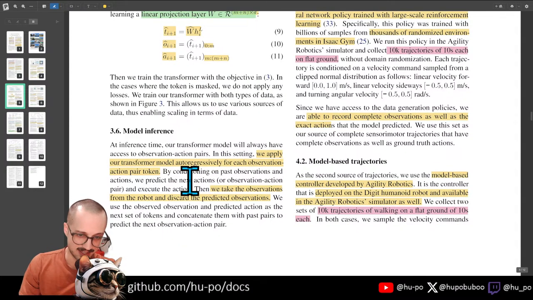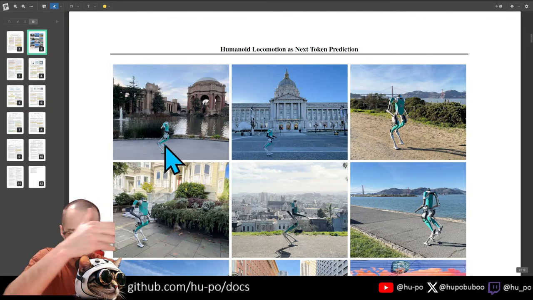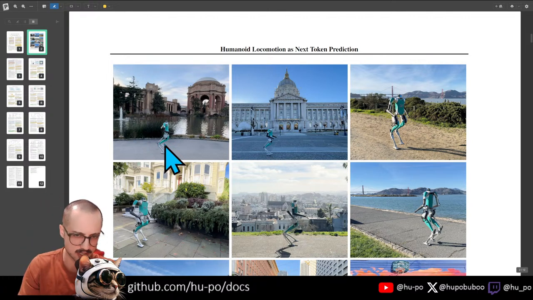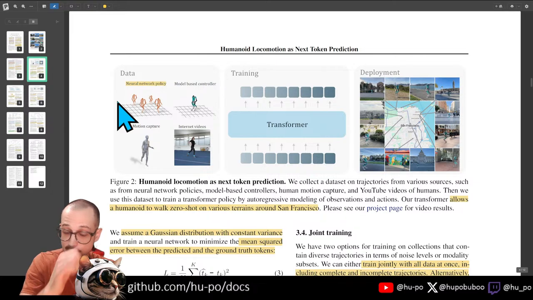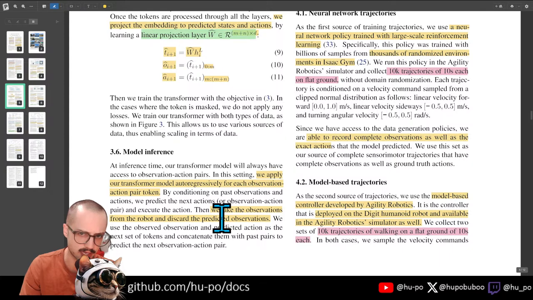Okay. We then take the observations from the robot and discard the predicted observations. So obviously when you're running this, the transformer is going to tell you, okay, this is your current set of joint positions, this is the current actions that you've been taking, here's the next observation, and then here's the next action. So the next observation is actually kind of irrelevant, right? You don't need it because you're on a real robot. You can just measure that. But what you're interested in is the next action. So you're going to take that action and execute it on the robot, but the observation you're just going to throw away. So when you're actually using this for inference, you don't actually care about the observation that it gives you.